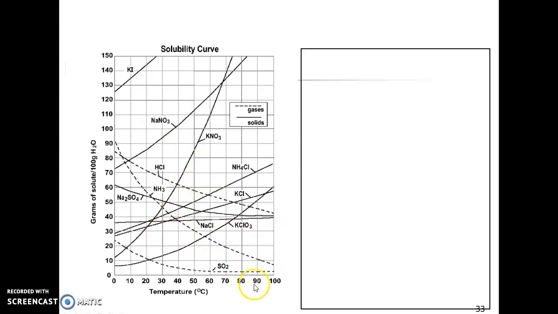Now, let's just take an example here, let's look at the axes first. That's always a great idea when you're interpreting graphs on tests or anything. So the temperature is on the x-axis, and the grams of solute per 100 grams of water is on the y-axis. They also tell us in the key here we have gases and solids, and you can notice gases decrease in solubility as temperature increases, and solids increase in solubility as temperature increases. And some solids increase a lot, like KNO3, and some solids don't change a lot, like sodium chloride, NaCl.